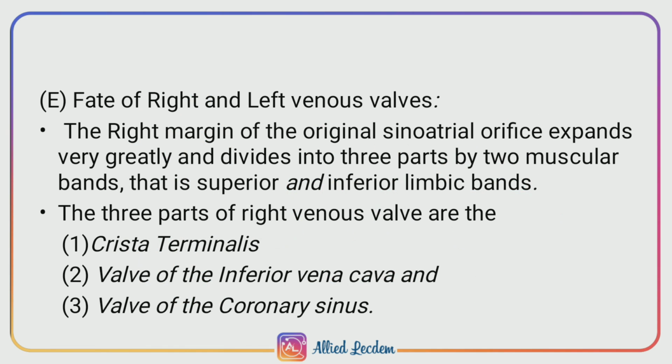Fate of the right and the left venous wall. The right margin of the original sinoatrial orifice expands very greatly and divides into three parts by two muscular bands, that is, the superior and inferior limbic bands. The three parts of the right venous wall are the crista terminalis, the valve of the inferior vena cava, and the valve of the coronary sinus. The left venous wall gets incorporated into the development of the septum secundum.